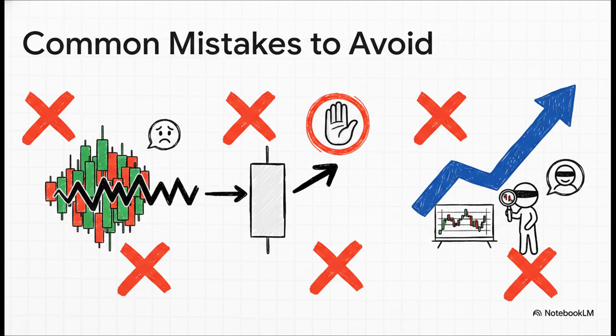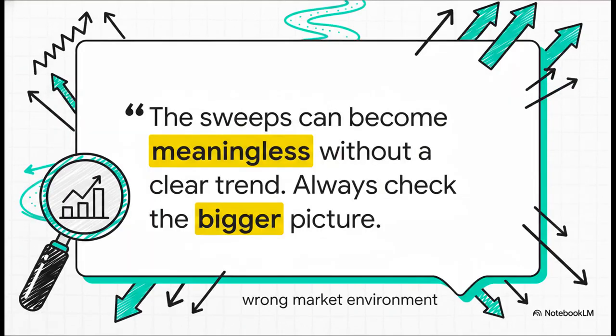Second, you have to be patient. Always wait for the candle to close before you act. And finally, never trade in a vacuum. You have to be aware of the bigger market picture. News, major support and resistance, all of it. And if you remember just one thing from this entire explainer, please make it this. Context is everything. A setup that looks absolutely perfect is still a bad setup if it's happening in the wrong market environment.